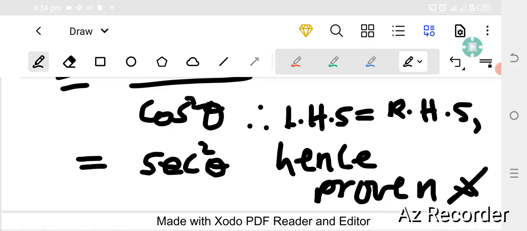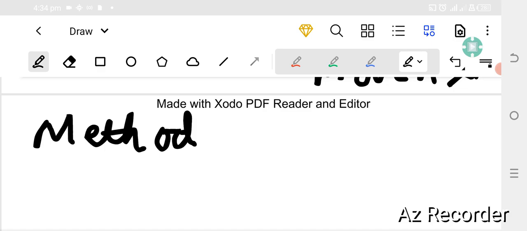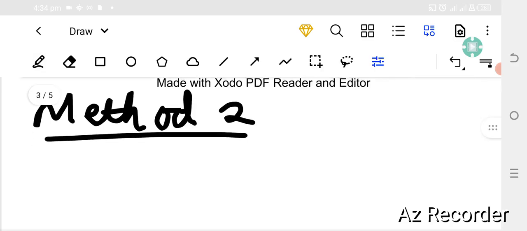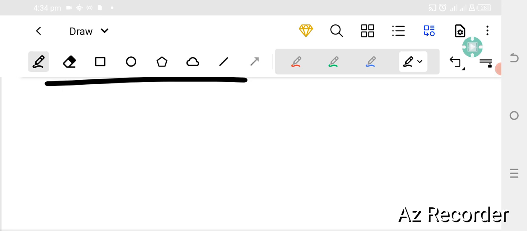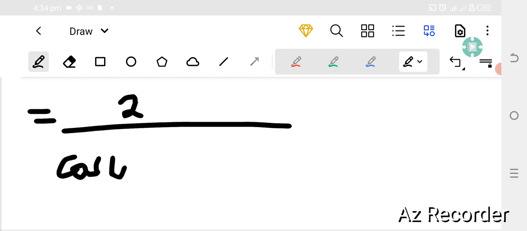So like that. Then method 2, let's try to do method 2. It is quite long, that's why I did the first method first, but I'll try to do it as fast as I possibly can while making it sound clear enough. So we are still choosing the left hand side, so I'm going to say left hand side, okay, like that. Then we'll say is equal to 2 divided by cos theta to the power 4 minus sine theta to the power 4 plus 1.